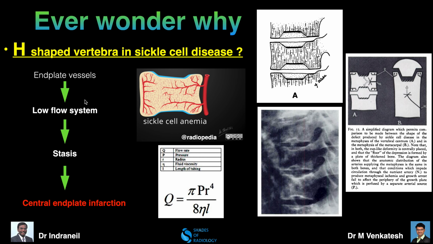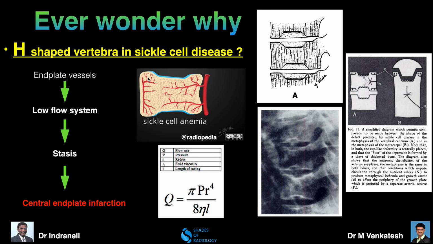So we have seen the vascular anatomy. So these end plate vessels act as a low flow system. This leads to stasis of the blood flow and leads to central end plate infarction. The reason is here the peripheral arterial supply of the vertebral body is completely preserved and there is no stasis, whereas the central part of this nutrient artery, which supplies the end plates and the central vertebral body, acts as a low flow system, because these branches or the arteries which supply the center of the vertebral body are very lengthy, and also it supplies only the central parts, not the periphery of the vertebral body.